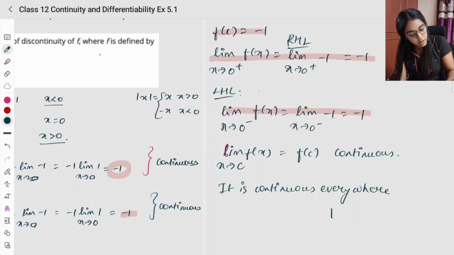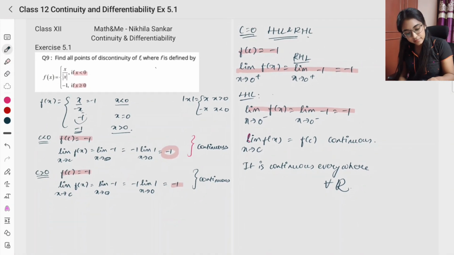What does everywhere mean? For all real numbers. It's continuous everywhere. Okay? This is capital R. This is how you represent real numbers. Correct? Please take a screenshot.